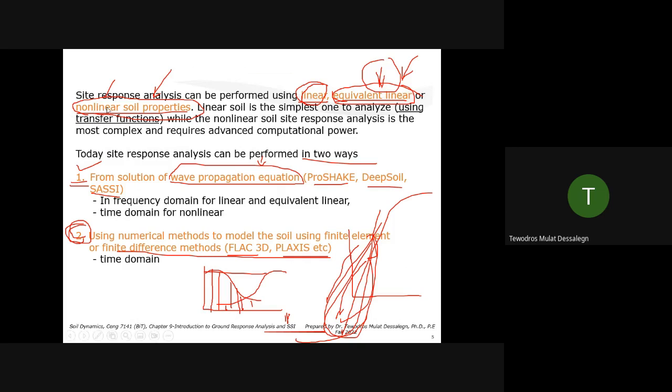But in time domain analysis, you go with increments, a very small time step, 10 raised to minus 6, something like that. So that's why it takes a lot of time. So today, site response analysis can be performed in two ways. From the solution of the wave propagation equation, where they solve the wave propagation equation directly, like Shake software, DeepSoil, and SSI. Or they use a numerical method to model soil using the finite element or finite difference method, like Flac 3D, Plaxis, etc. And it's done usually in the time domain.